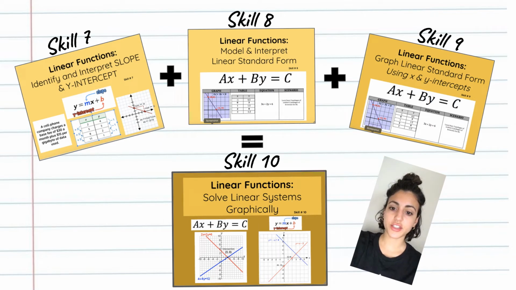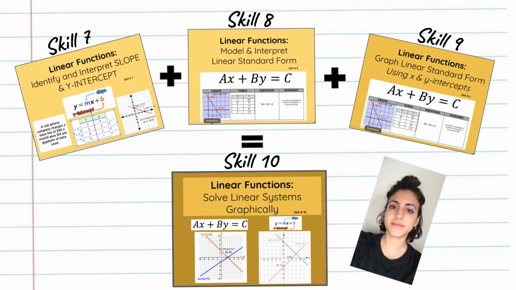Hey math students, so we're going to go over skill 10, which is solving linear systems graphically. In order to be successful at skill 10, we have to have been successful at skill 7, skill 8, and skill 9. We're kind of tying all those skills in together, okay? So make sure you have a pen or a pencil and some paper because we're going to take some notes.